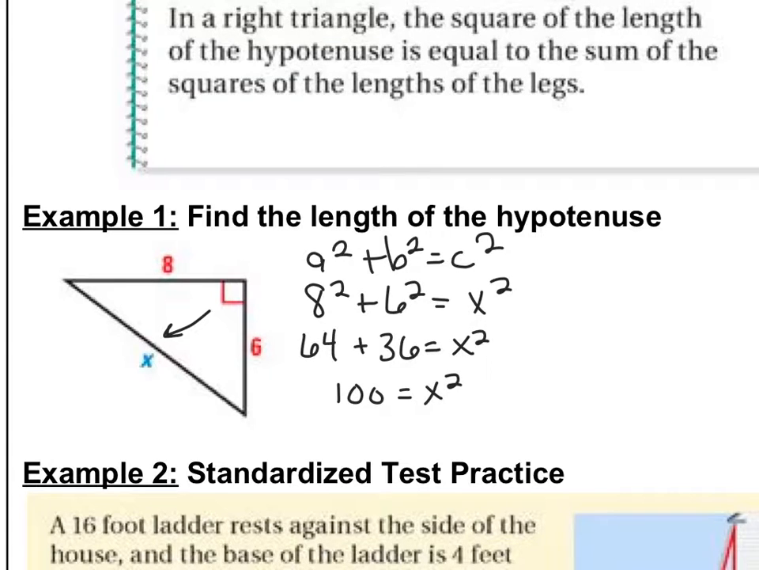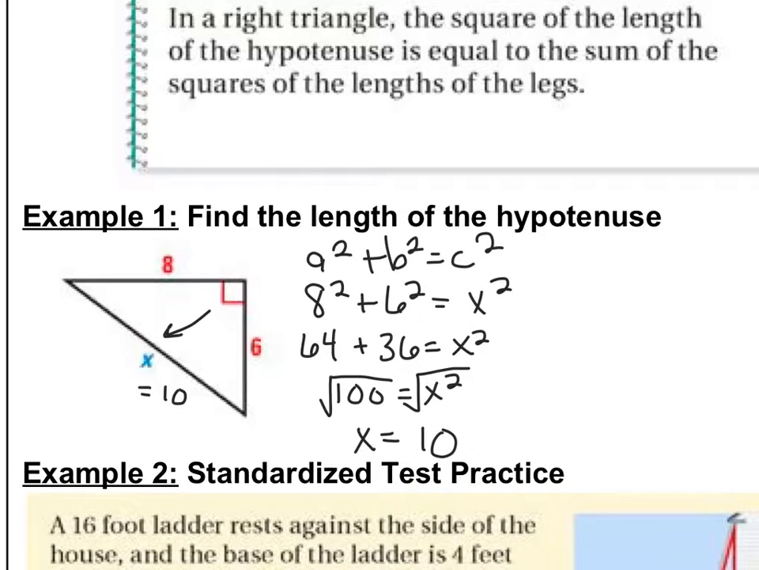We want to know just what x is. So in order to figure that out, we have to do what's called square rooting both sides, which basically means we're trying to find the factor that multiplied by itself will give us 100. Hopefully you remember that the square root of 100 is 10. So in this case, x is 10.